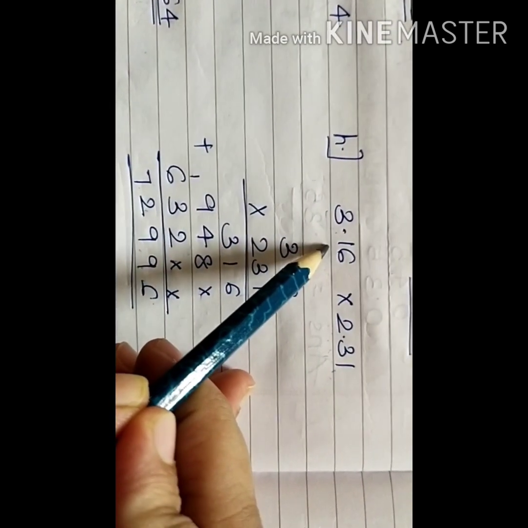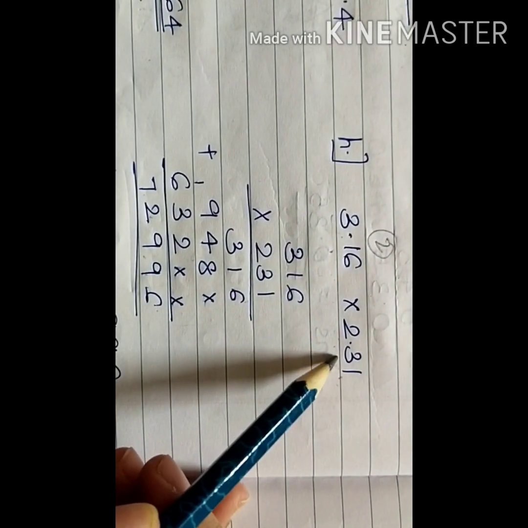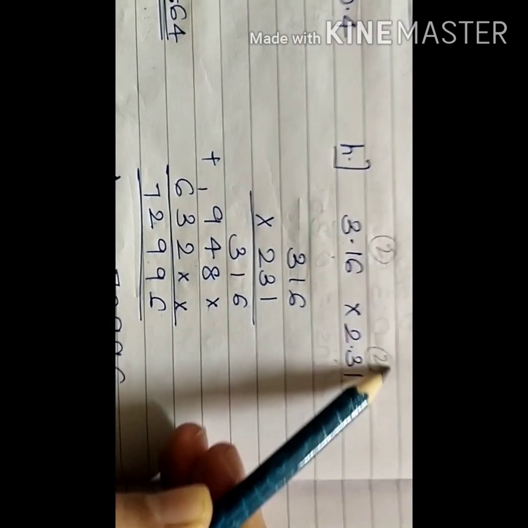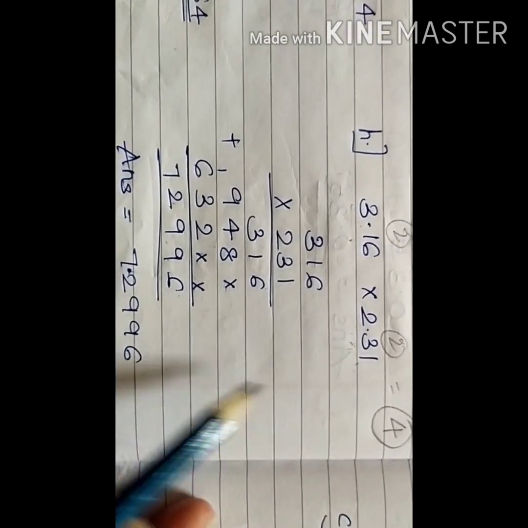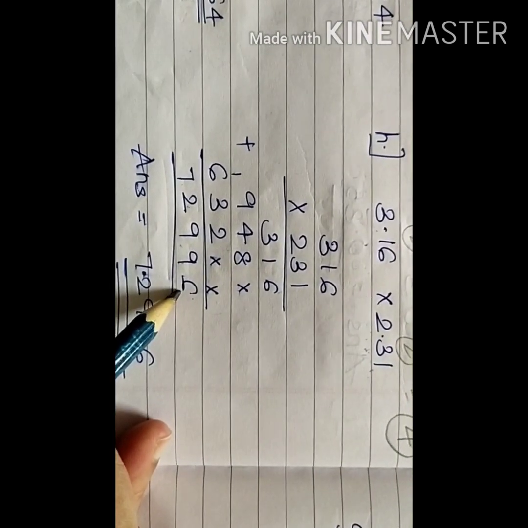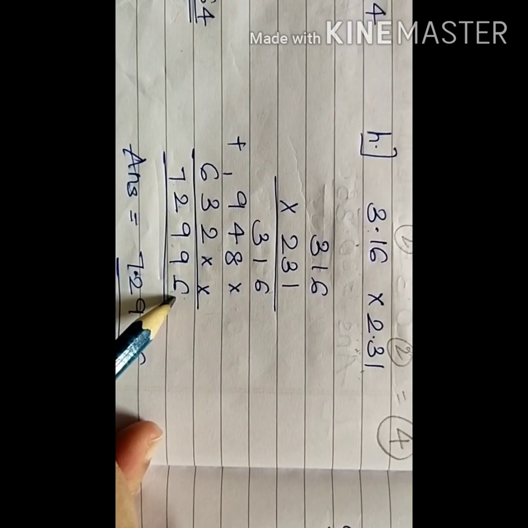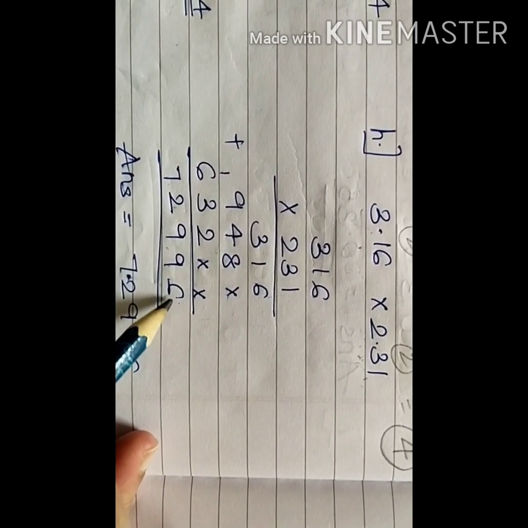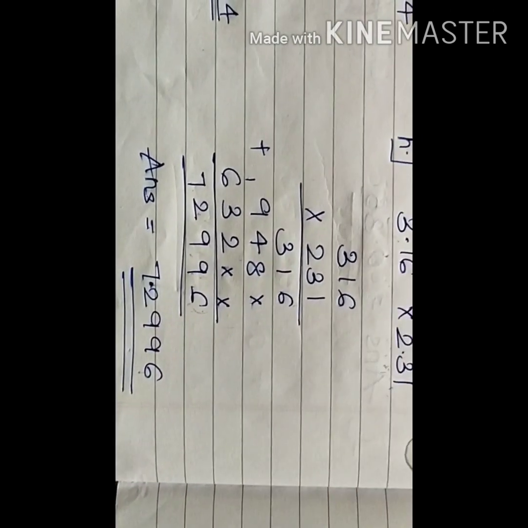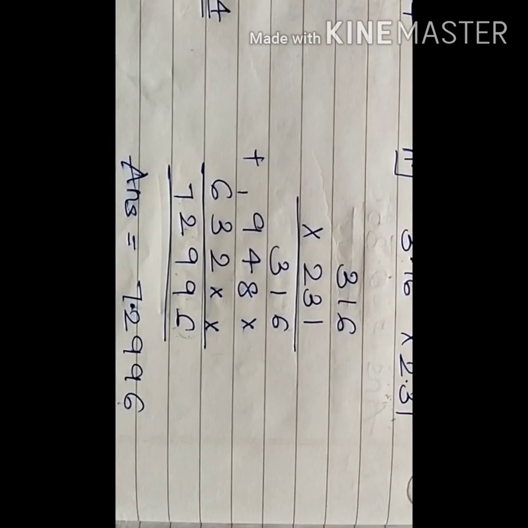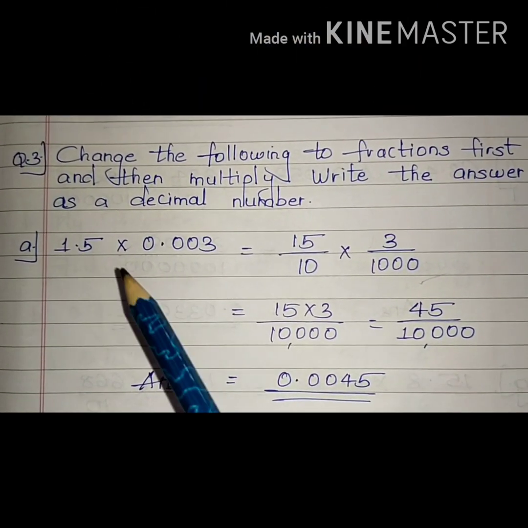Now the decimal places in the first number were 2 and the decimal places in the second number were also 2. So the total number of decimal places is 4. Now in the answer I will give the decimal point from the right after 4 digits. So 1, 2, 3, 4. So my answer is 7.2996.